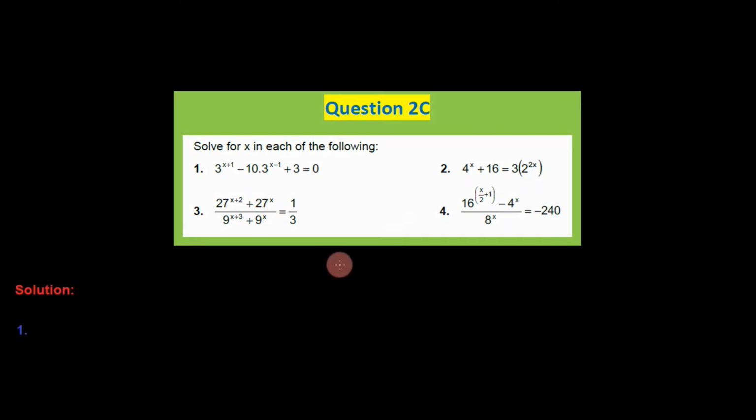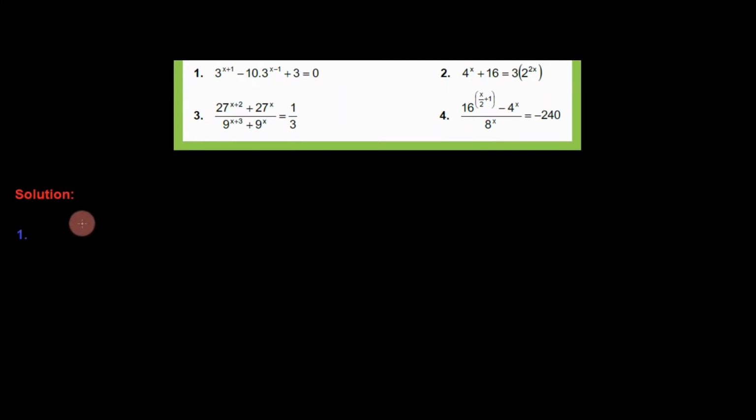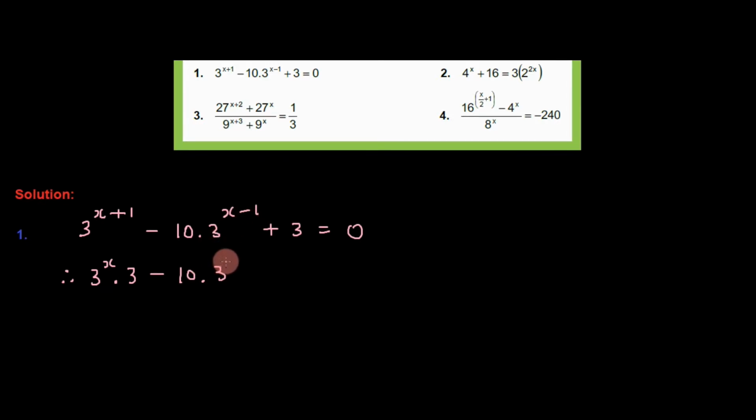So let's check your answers to this question. In the first one, we have 3 to the x plus 1 less 10 times 3 to the x minus 1 plus 3 equals 0. We're going to split up the 3 to the x plus 1 into 3 to the x times 3, and the 3 to the x minus 1 into 3 to the x times 3 to the negative 1.